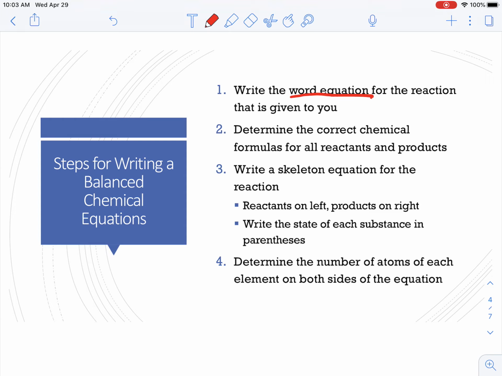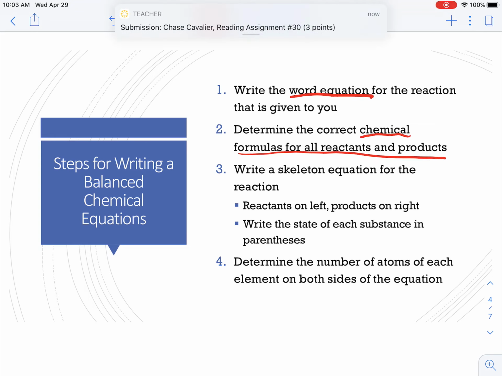Once we have the word equation, we want to figure out the correct chemical formula for each of these reactants and products. Let's say we write out the word water plus carbon dioxide produces, let's say, oxygen and glucose. We want to write down exactly what the chemical formula of water is, and what the chemical formula of glucose is. We want to have that information as well.